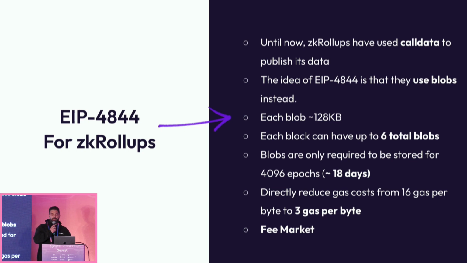That means we are probably going to see archival blob providers start to appear, because if you want to have this data after this time, you need to ask this provider for the data. An important thing to mention also is that we are going to move from 16 gas per byte to 3 gas, and mainly this is the main benefit of this. Another important thing to mention is the fee market. The fee that you are going to pay using blobs is different from the fee that is computed on the execution layer.